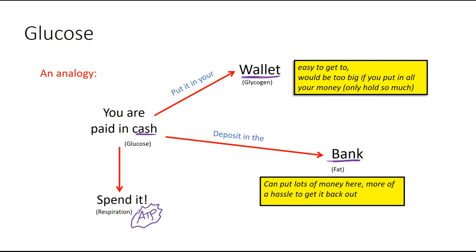So if glucose is going to be spent, then it's going to be produced into ATP. This ATP is going to be quickly utilized as an energy source to keep the cell going. If you are to put it in your wallet, it is very easy to get to. You can get to it at will. You don't have to wait and drive to the bank. You don't have to put in a withdrawal to get your own money. It is very easily accessible and easy to get to. You carry your wallet on you all the time.